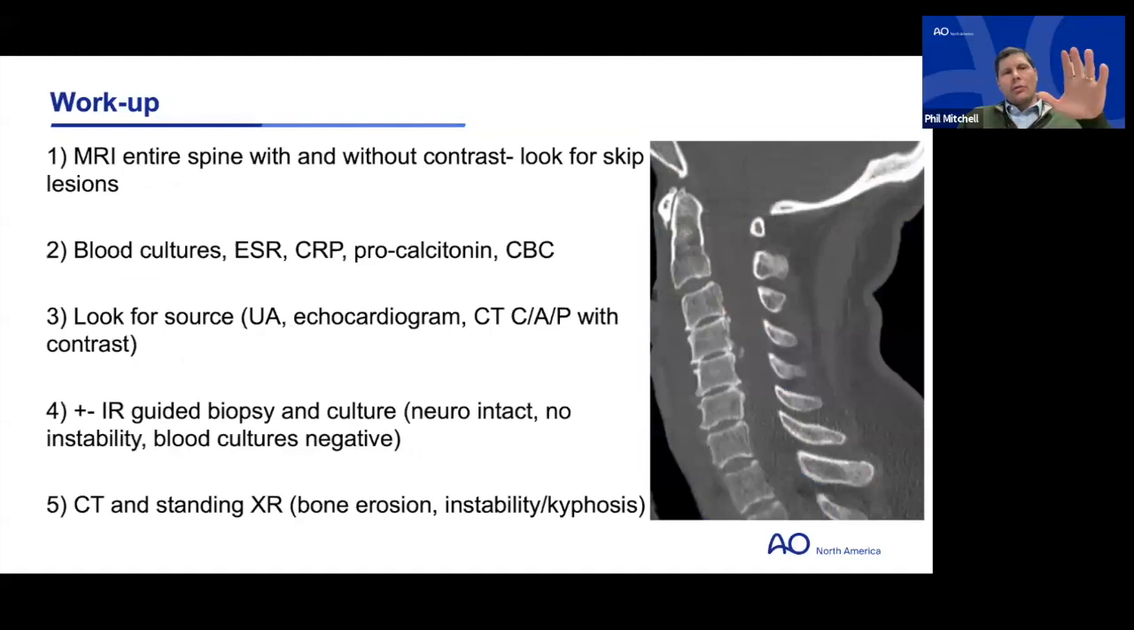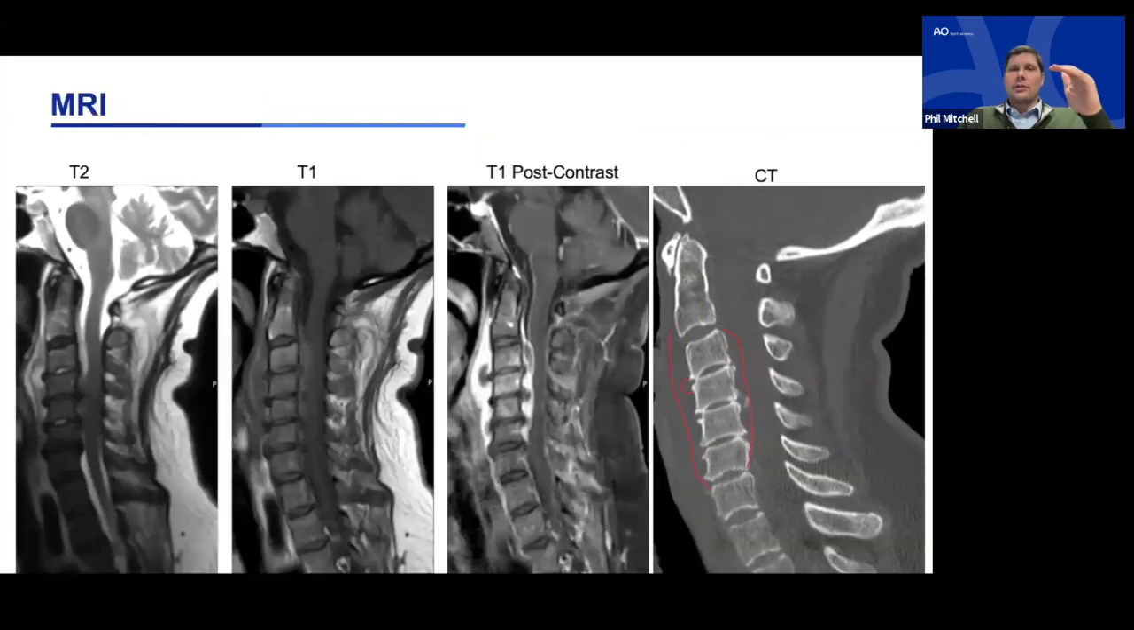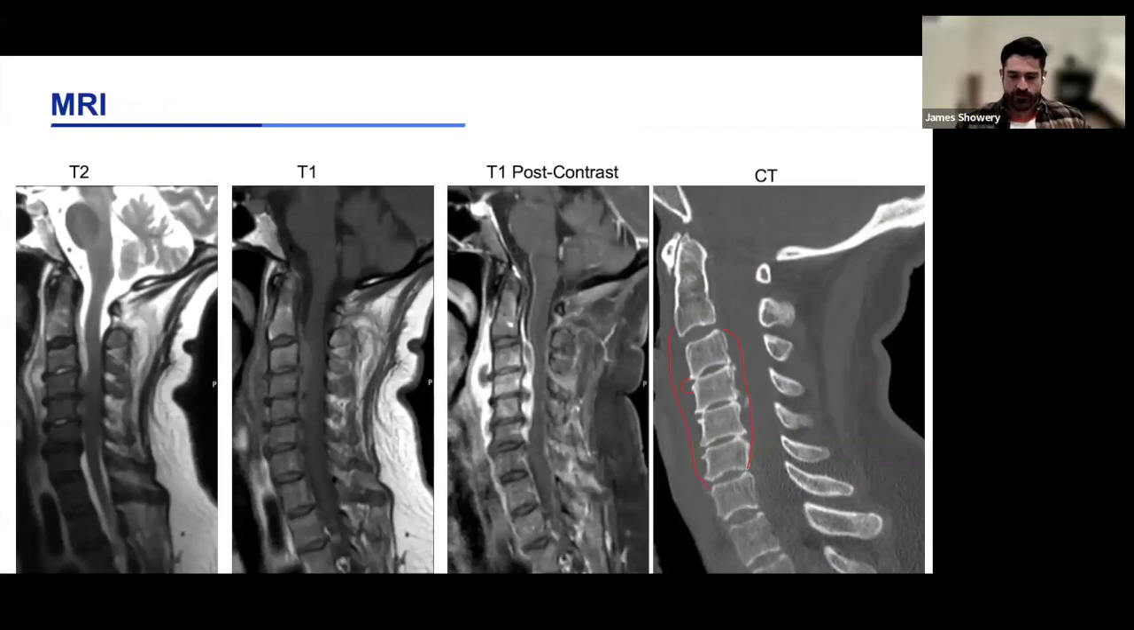Great. So for the sake of time, I'm going to put this slide up for workup, showing an MRI of the entire spine. You mentioned that before, looking for skip lesions. So maybe you can describe skip lesions as I start to flip through some of these MRI cuts. What does that mean? Yeah, skip lesions are where you have a non-contiguous infectious process in the spine.